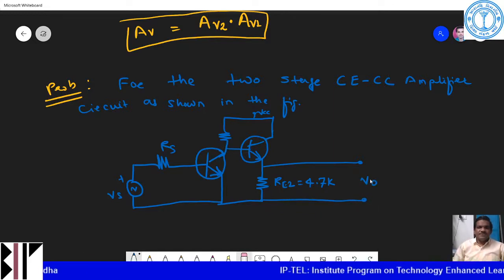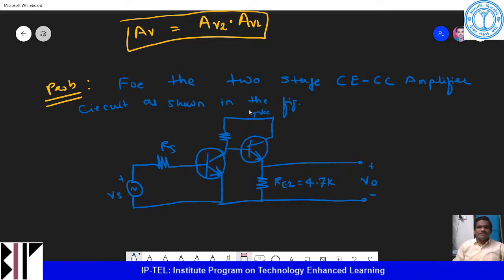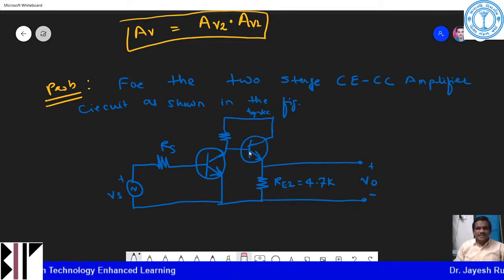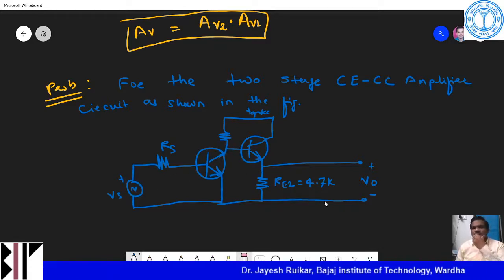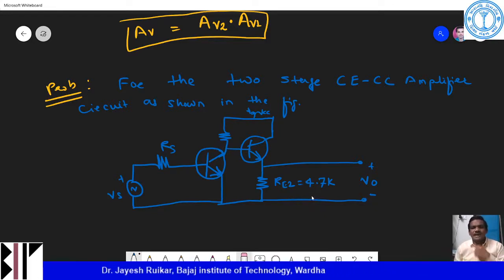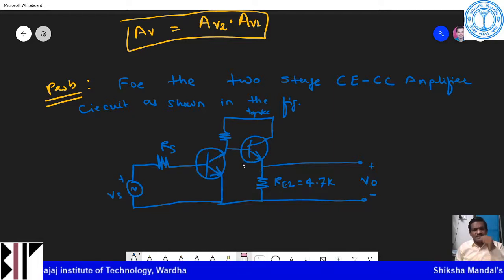Here the output voltage is measured, VO, with plus and minus. This is my plus VCC. Here plus VCC is there. This is my first transistor, this is the second transistor, the source resistance is there, and then the source voltage is there, and the output is what I have calculated. So this is my common emitter, common collector amplifier circuit. One stage is common emitter, and the second stage is common collector.